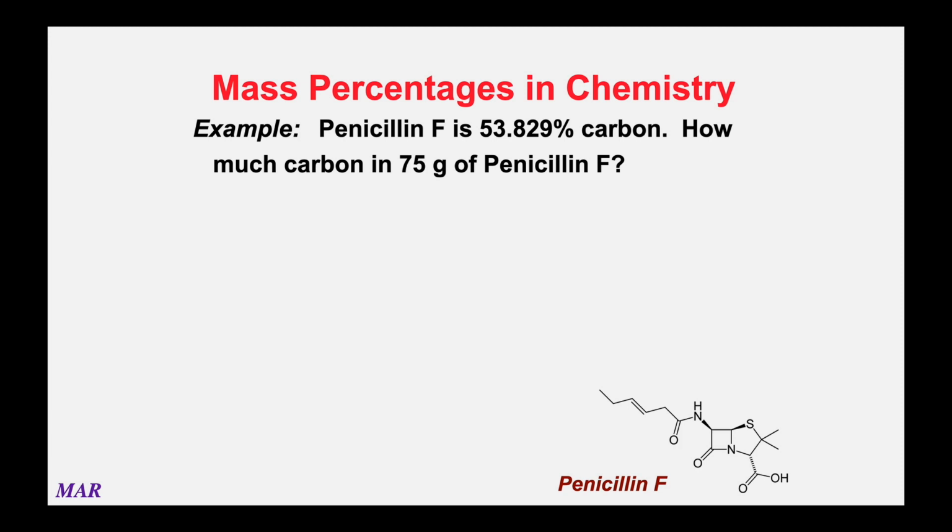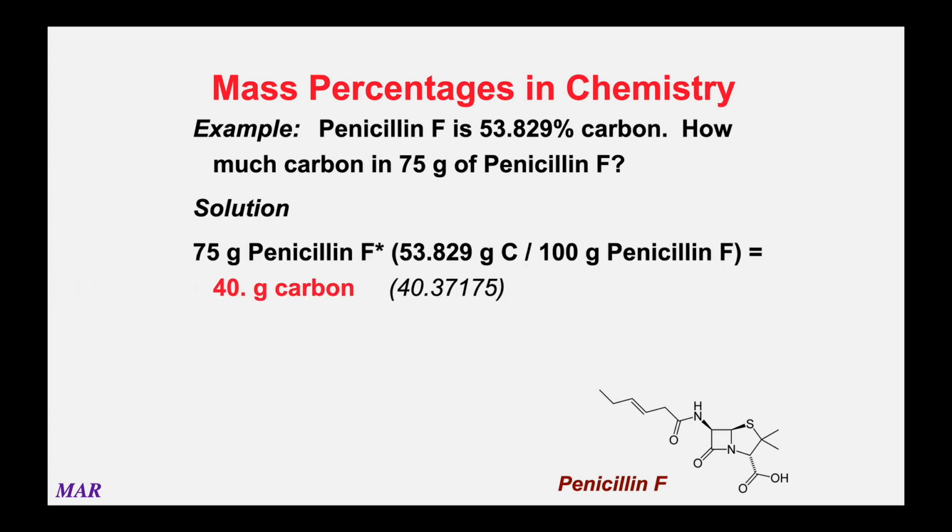So, like we said, that percentage means that in 100 grams of penicillin F, you have 53.829 grams of carbon. So we're going to take the 75 grams of penicillin F, multiply it by 53.829 divided by 100, or if you'd rather, 75 times 0.53829. Either way is fine. But the idea here is that you want the penicillin F to cancel. In the way I did it here, I had 100 grams penicillin F on the bottom, 53.829 grams carbon on the top. I'll multiply those two together.